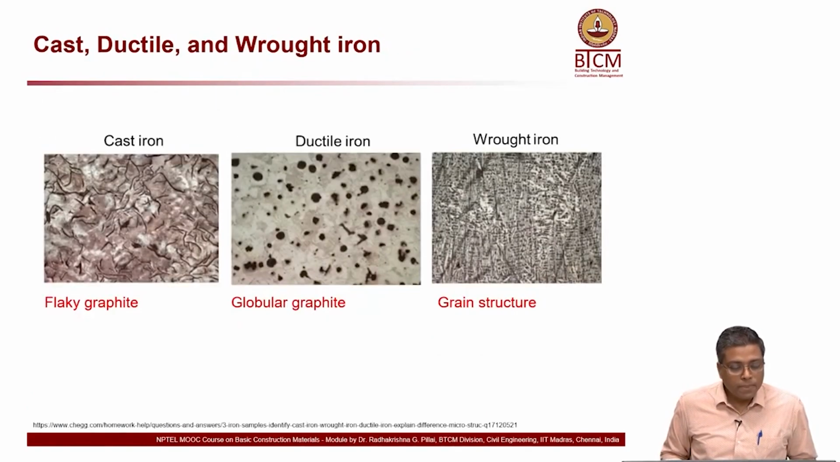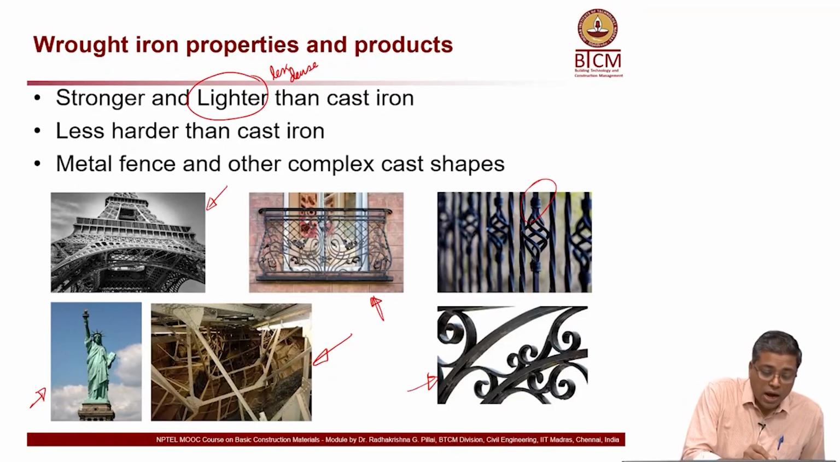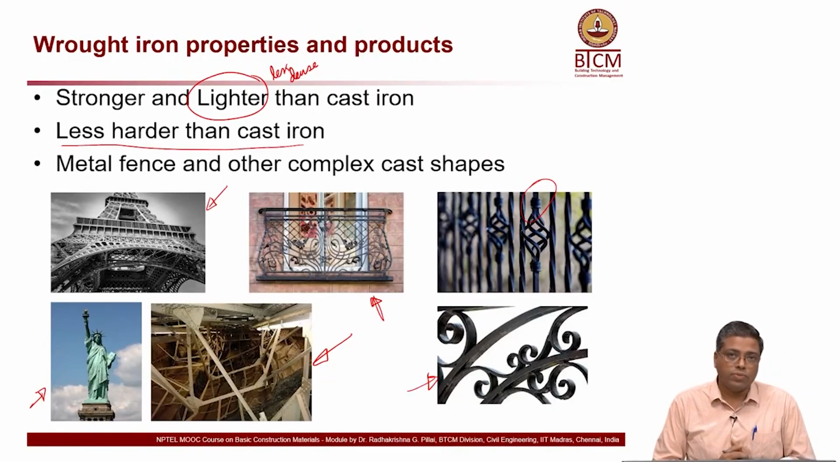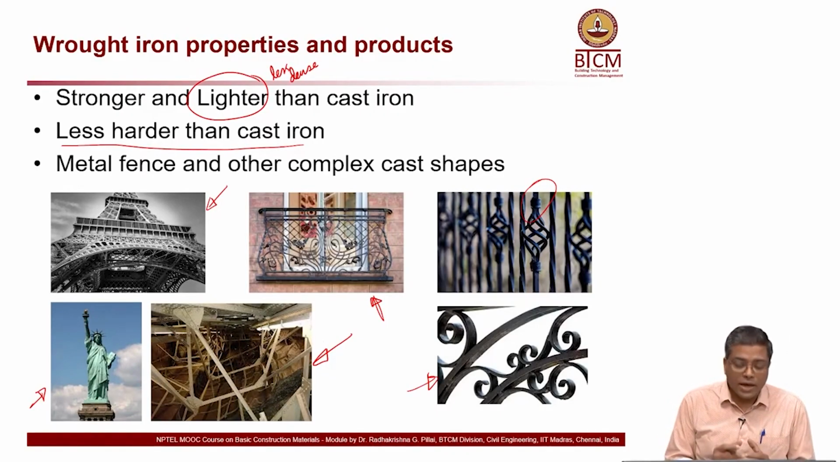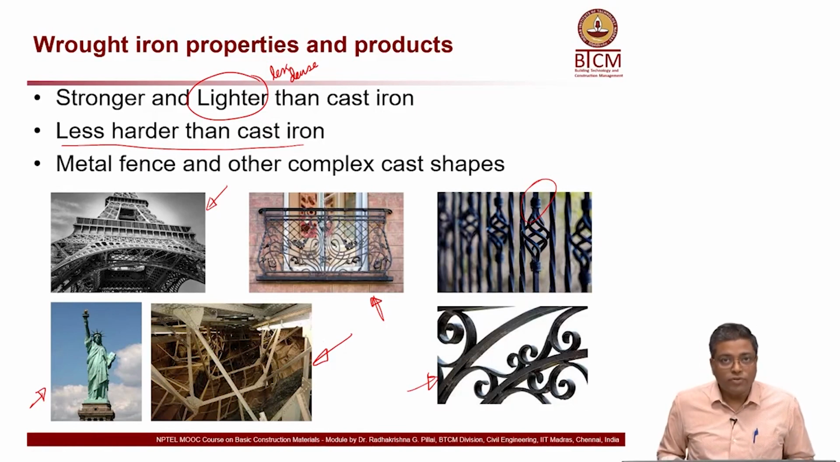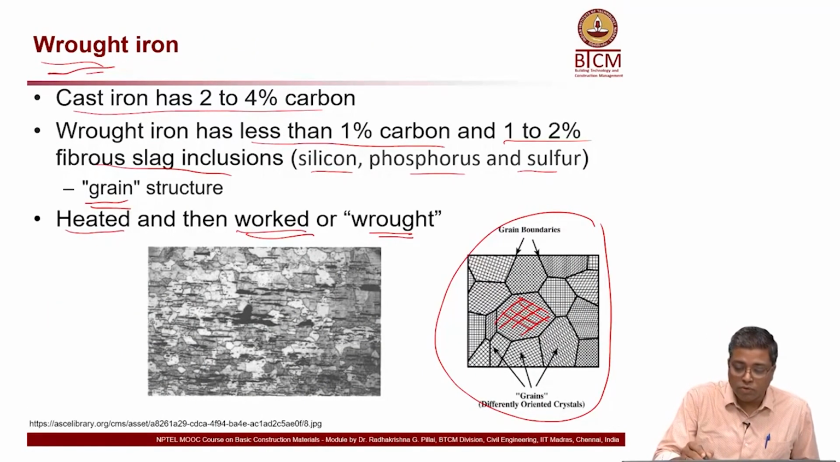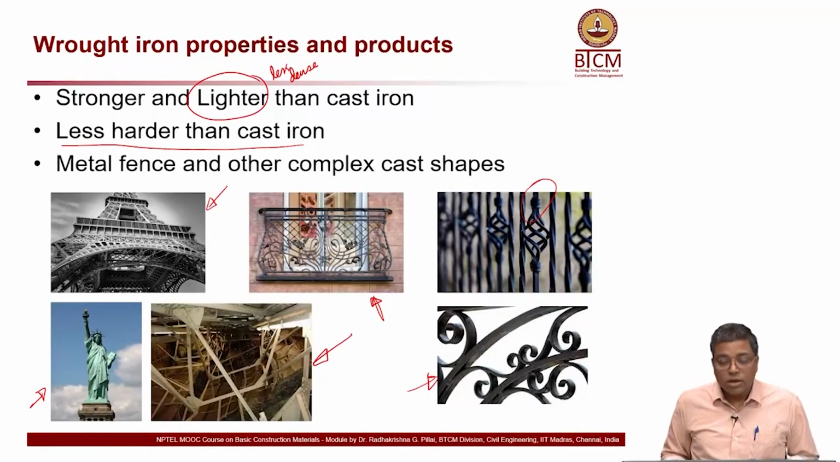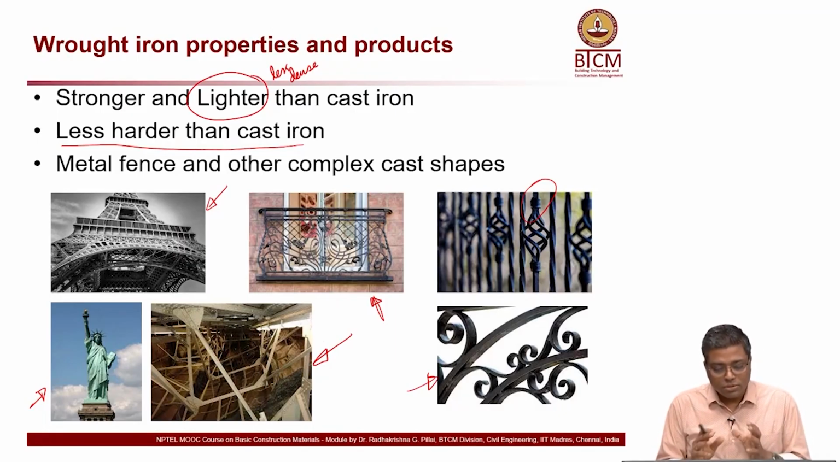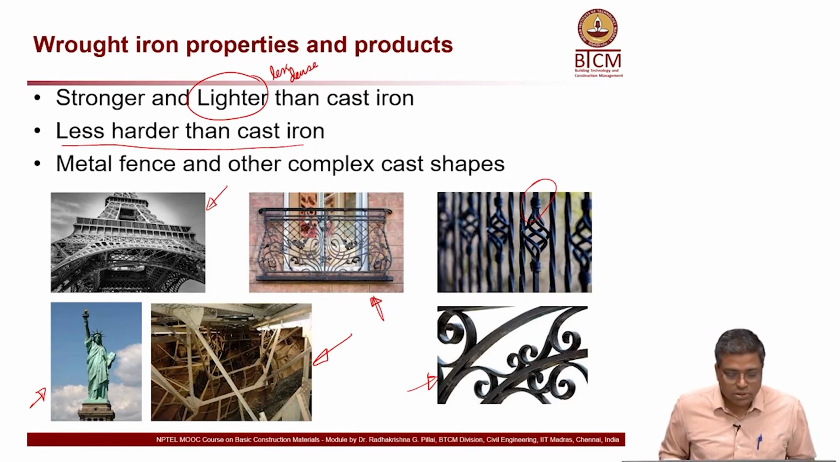Now, it's also less hard than the cast iron, because of the reduction in the carbon content from about 4% to about 1%, the hardness also decreases significantly. So, there are advantages and disadvantages of these various properties. So, we have to see what it is that you need for various engineering applications.